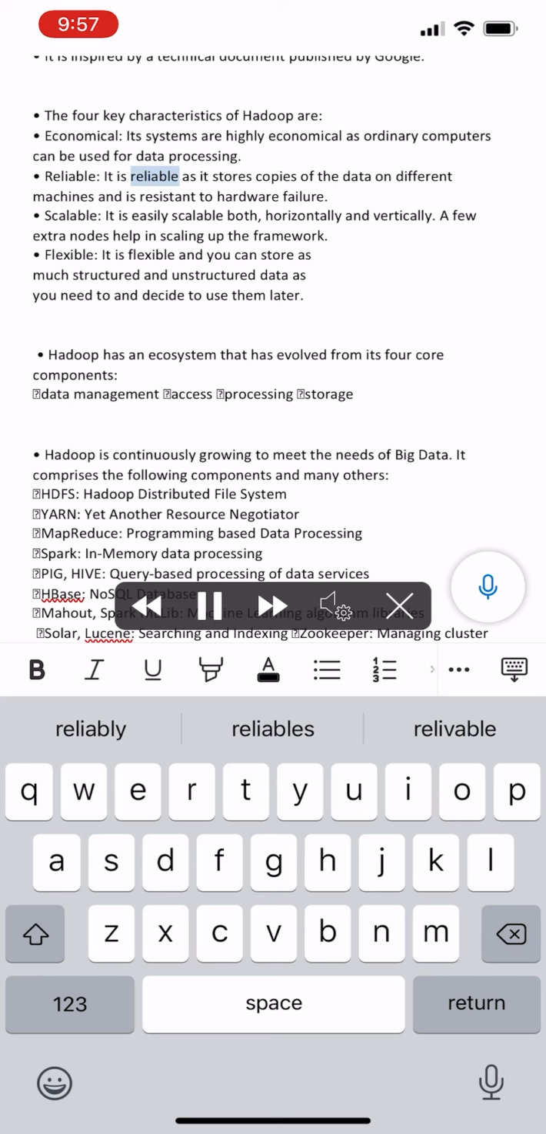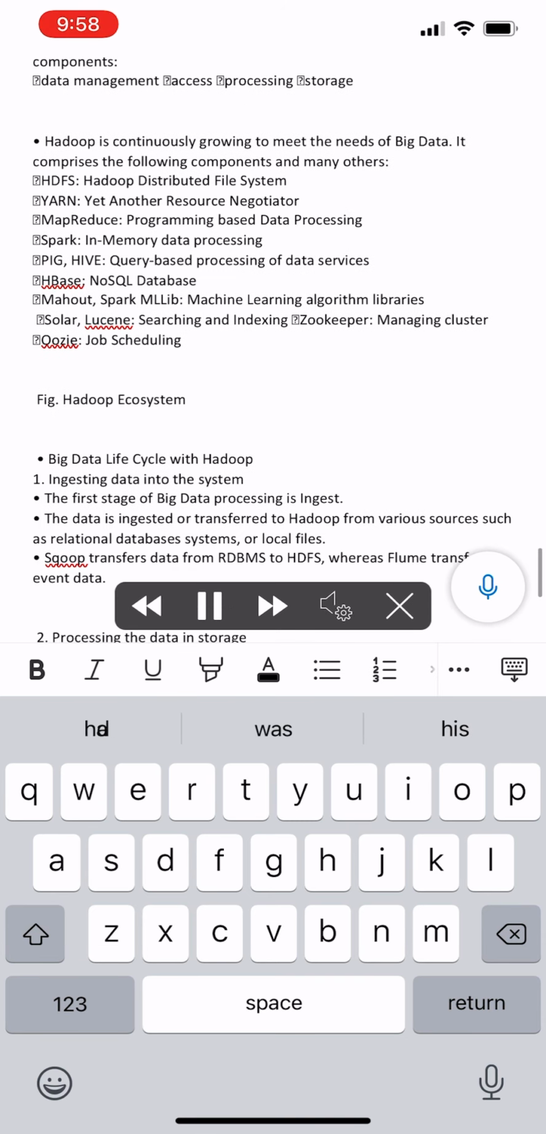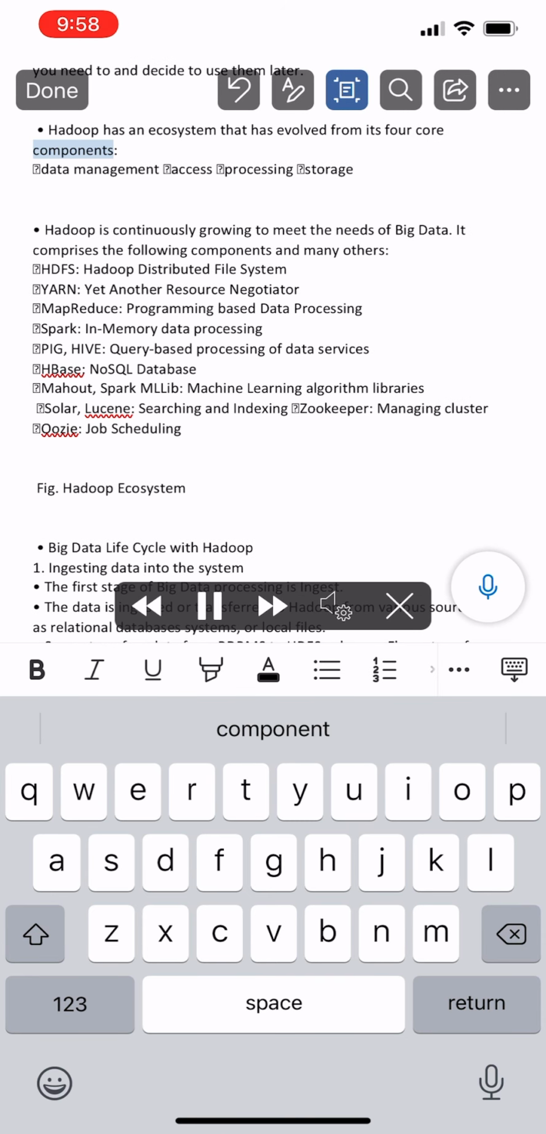Reliable. It is reliable as it stores copies of the data on different machines and is resistant to hardware failure. Scalable. It is easily scalable both horizontally and vertically. A few extra nodes help in scaling up the framework. Flexible. It is flexible and you can store as much structured and unstructured data as you need to and decide to use them later. Hadoop has an ecosystem that has evolved from its 4 core components.